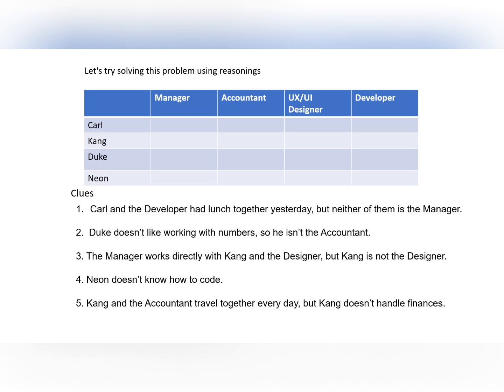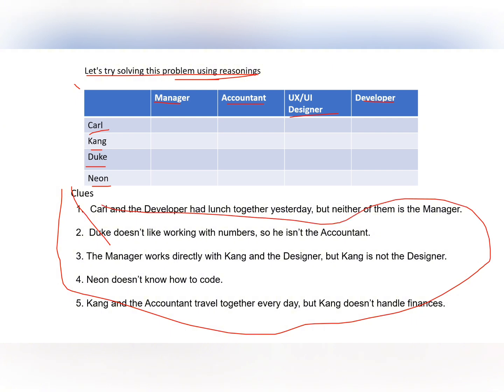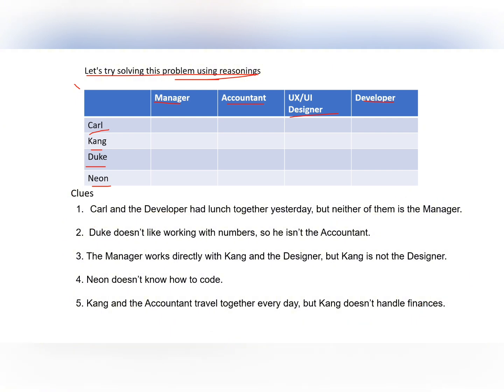Let's try solving this problem using reasonings. We have a problem here, which is figuring out who holds which position. The roles are manager, accountant, UI/UX designer, and developer. The people are Carl, Kang, Duke, and Leon. We have 5 clues here that would help us figure out which position each person holds. Now, let's figure it out.